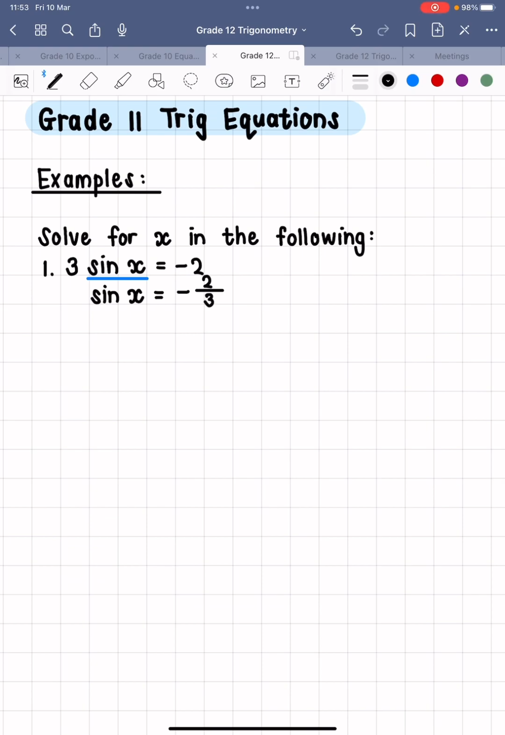Now guys, I don't know if you remember this, but now that we have our trig ratio and the angle equal to a number, we're going to have to find our reference angle. Does that sound familiar? And what we're going to do with this minus is I normally just do a small little Cartesian plane on the side. Where is sine negative? In quadrants 3 and 4. So I'm going to have to write a quadrant 3 solution and a quadrant 4 solution.